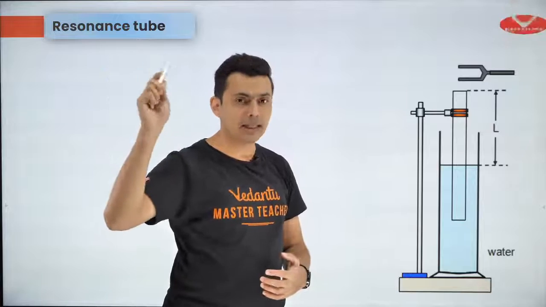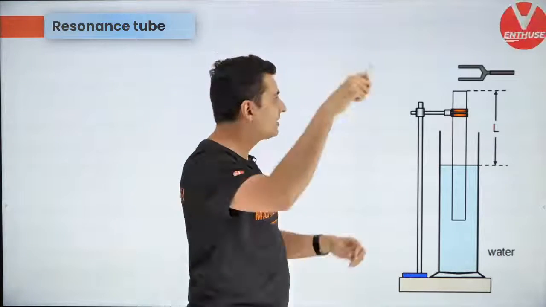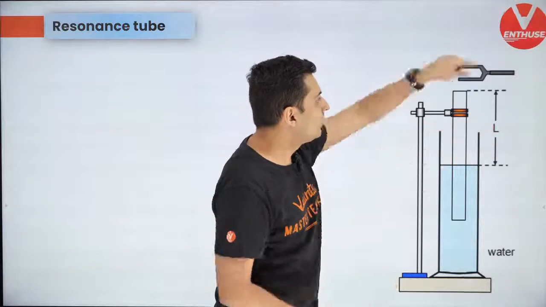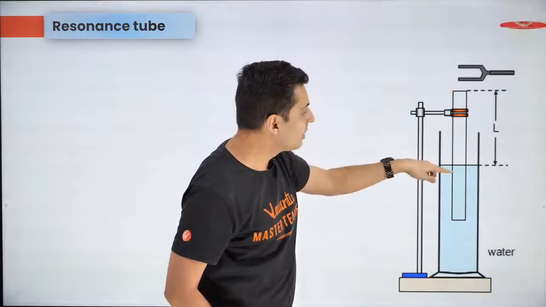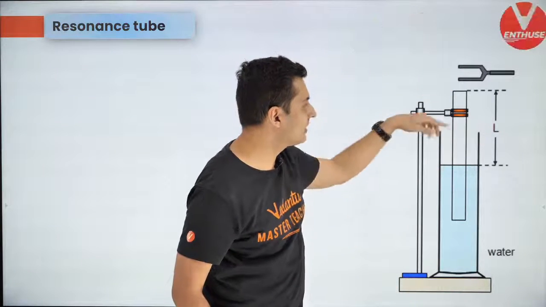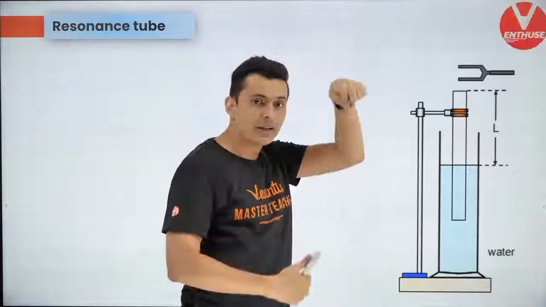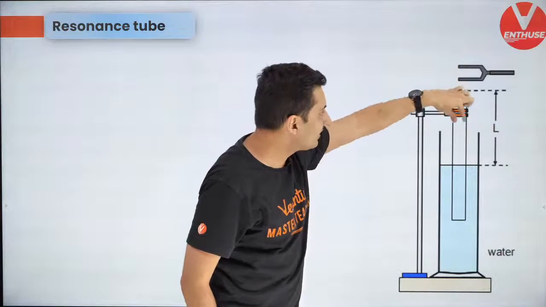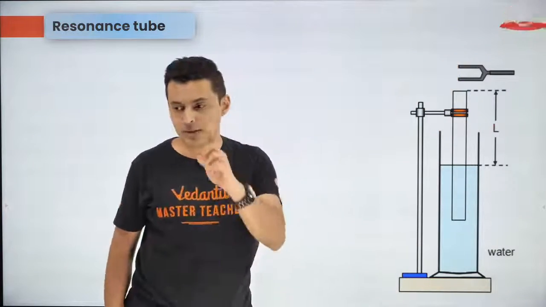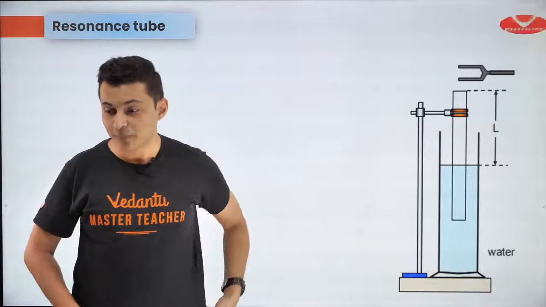The tuning fork will start vibrating. Now place the tuning fork over here. You will see the sound will travel below. It will get reflected from the water surface. And because there are two waves going in opposite direction, you will see a standing wave over here.